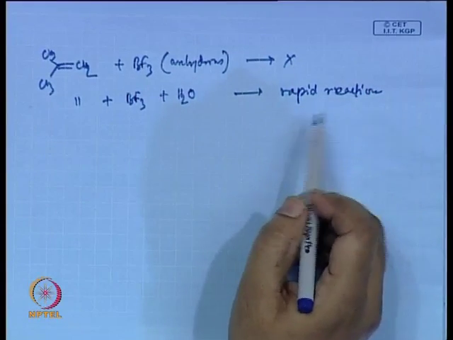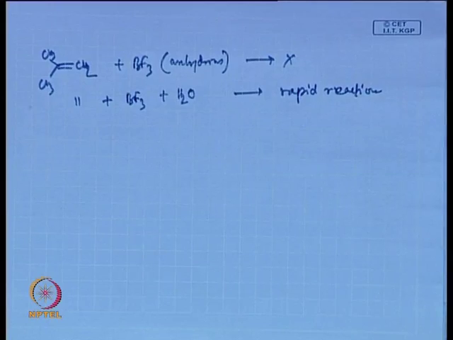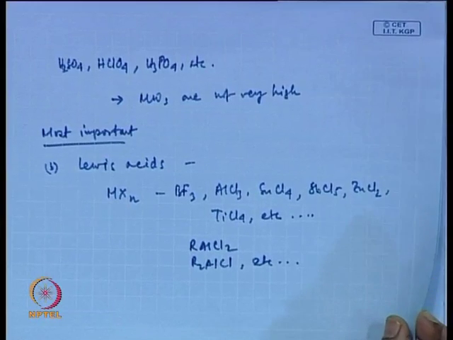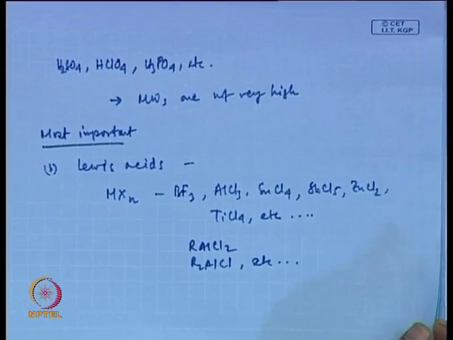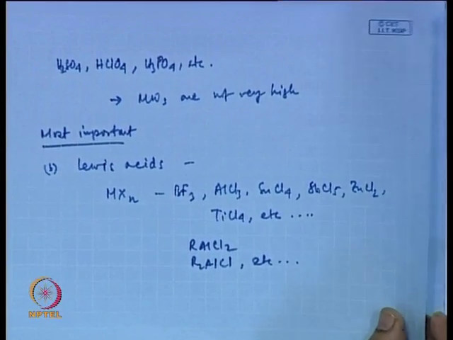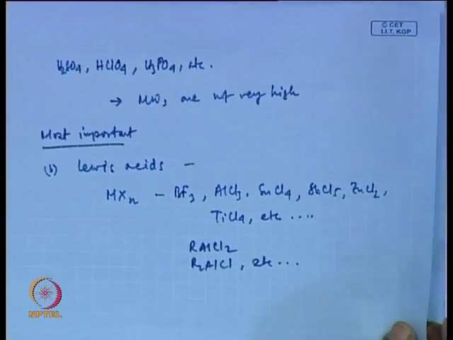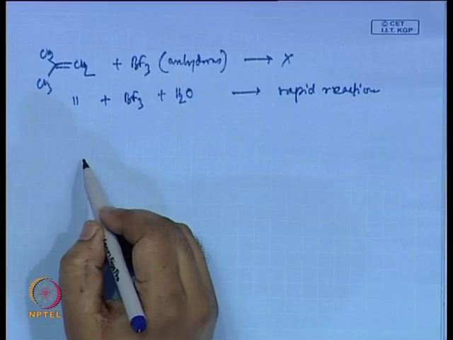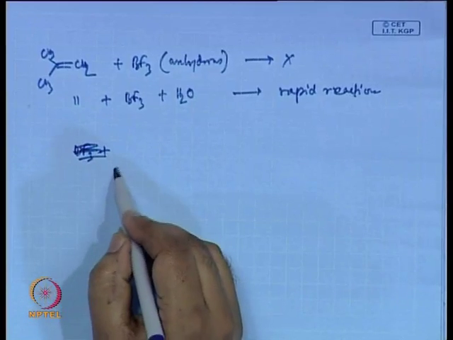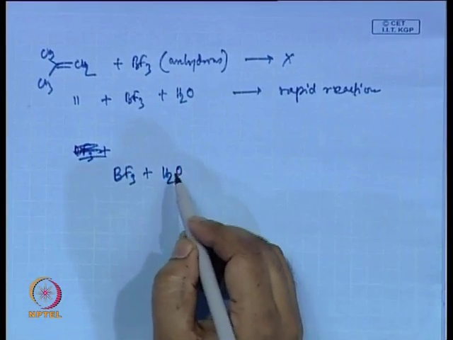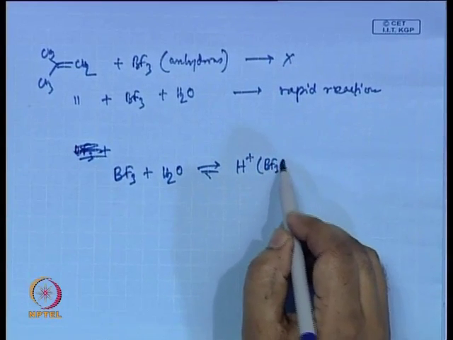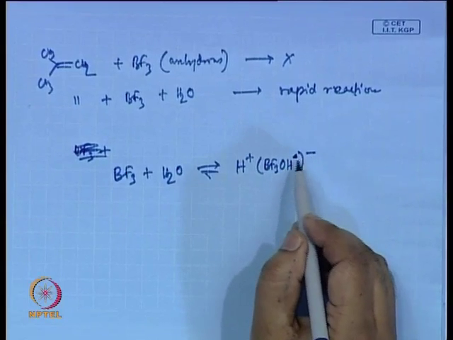This example shows that these Lewis acids are often used along with a second catalyst or co-catalyst, which can be water molecules or some other molecules. We will give examples in a few minutes. If you consider this case, the reaction happens like this: BF3 plus H2O makes a complex.